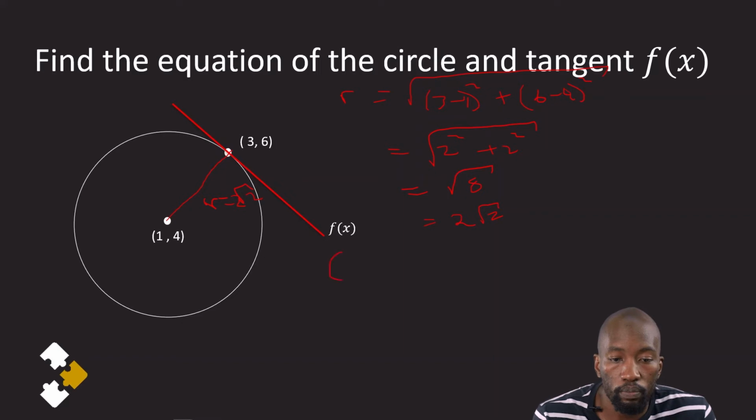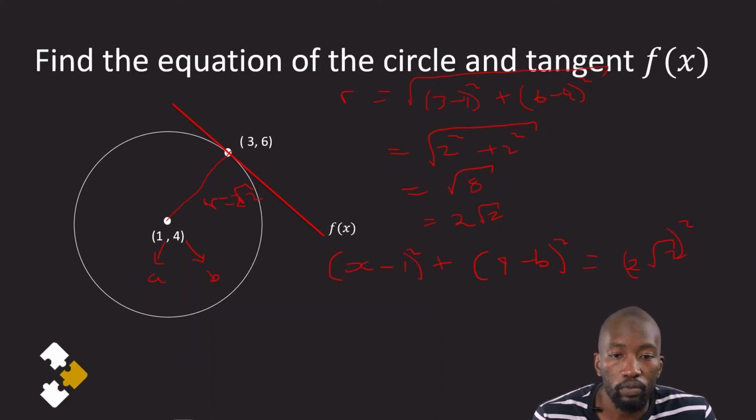So this will be x minus a, and a is 1. Remember, this is the a and this is the b. So x minus 1 all squared plus y minus b all squared is equal to 2 root 2 all squared.